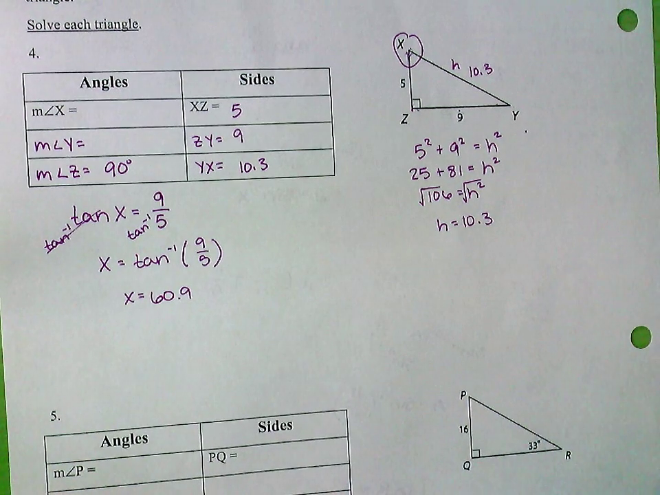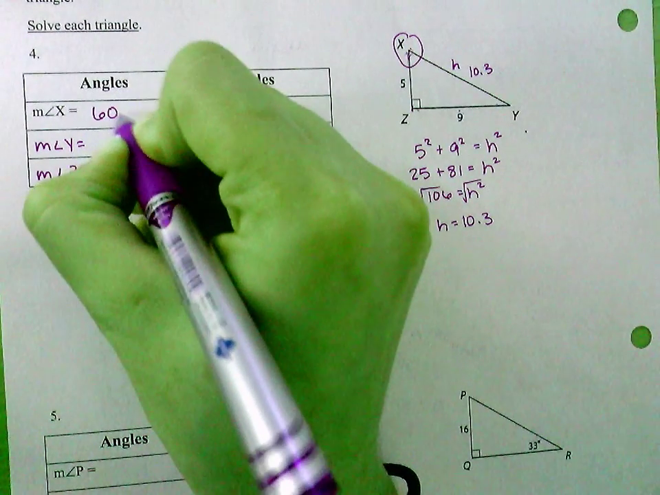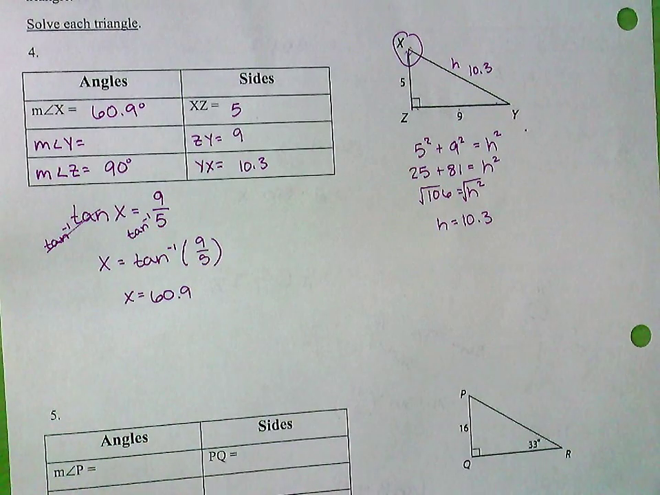$60.9. Okay, so angle x will be 60.9 degrees.